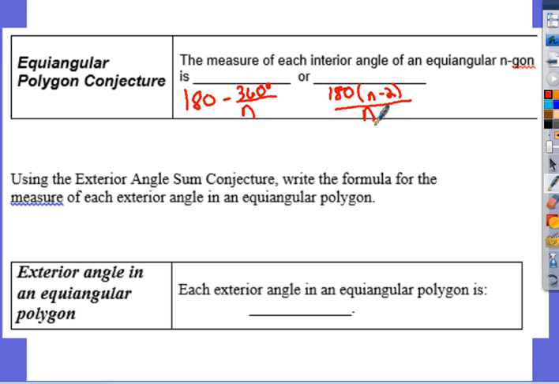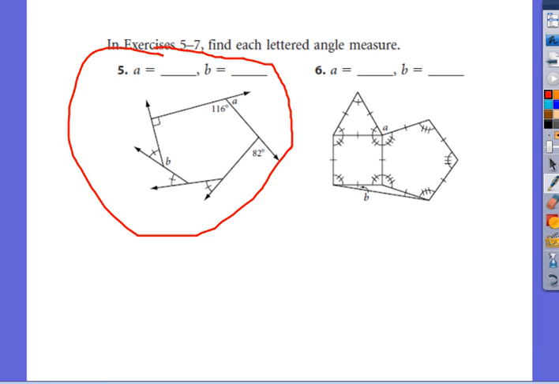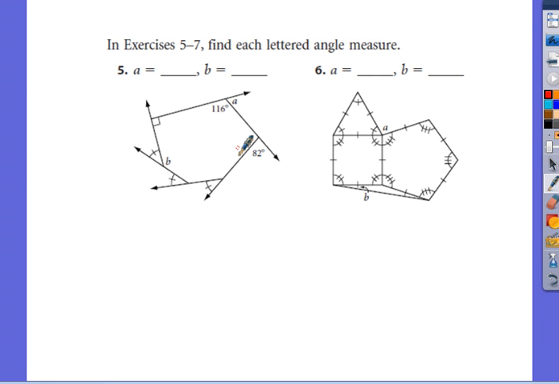And then the exterior angle in an equal angular polygon. So if you're using the exterior angle sum conjecture to write the formula for the measure of each exterior angle in an equal angular polygon, you write 360 divided by n. That's going to give you, if all the angles are the same, one exterior angle is found by 360 divided by n. We will go over this in class.